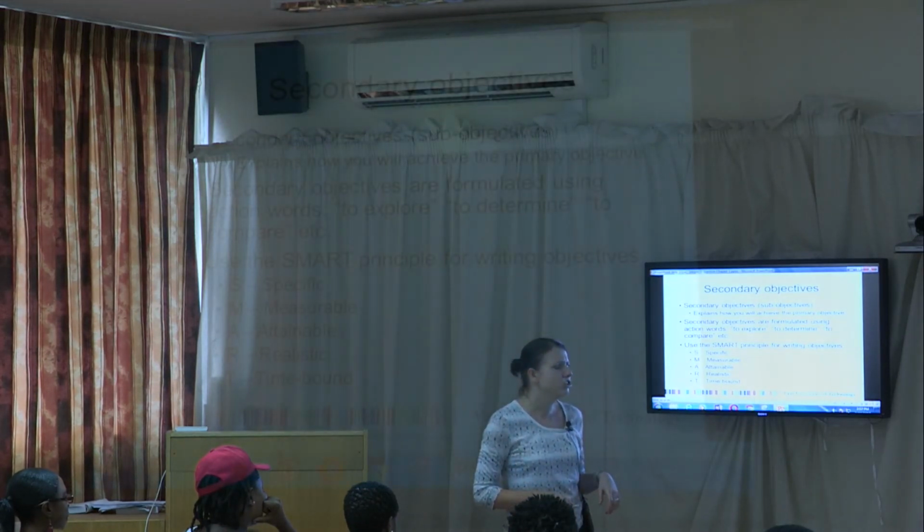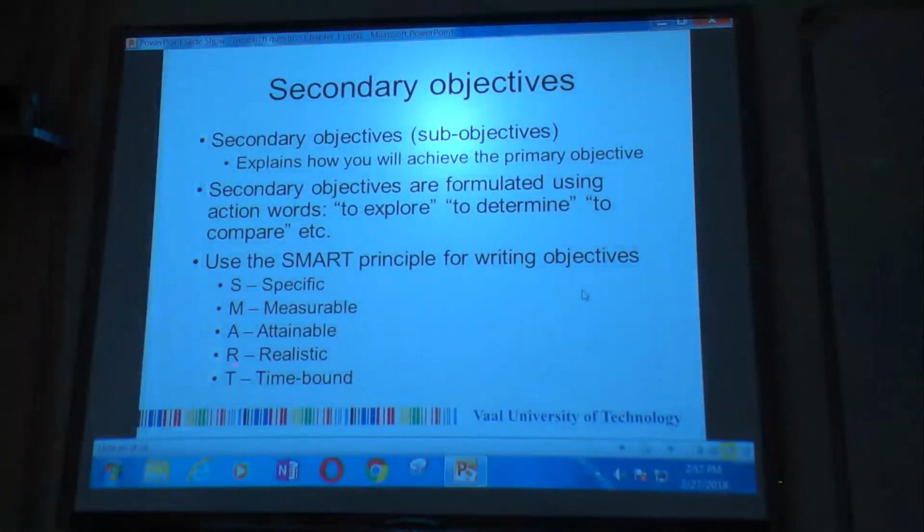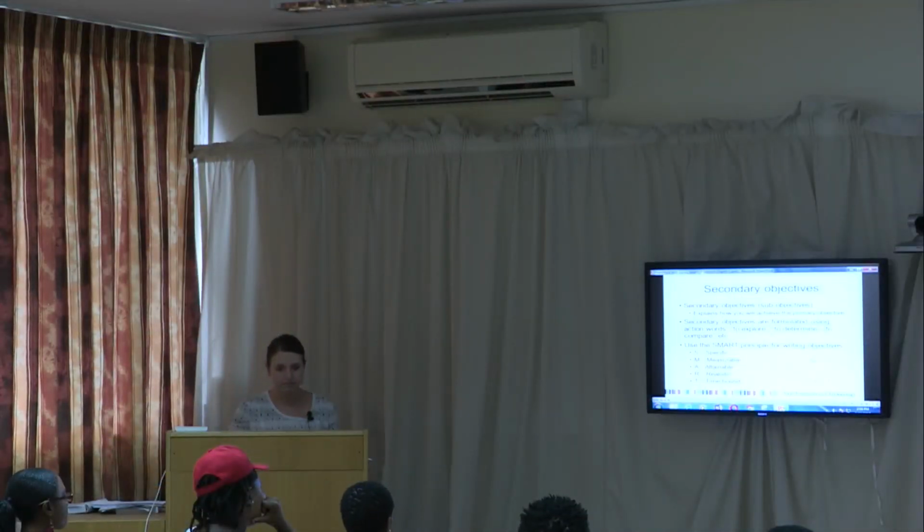Time-bound, I'm not too sure about time-bound. I've never seen a proposal with objectives that indicates the exact times when you are going to do the action. So that one I'm not too worried about, but definitely it needs to be specific, measurable, and realistic. Those things are very important. So let's look at some of the examples again. What about dates? I just said it.